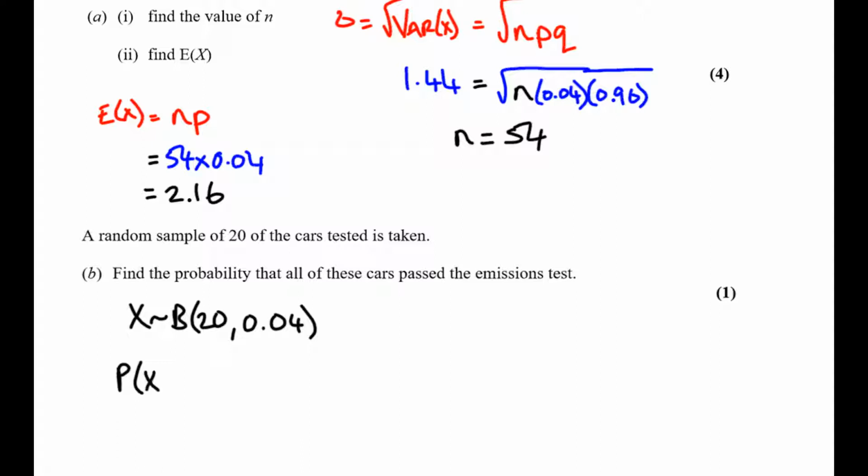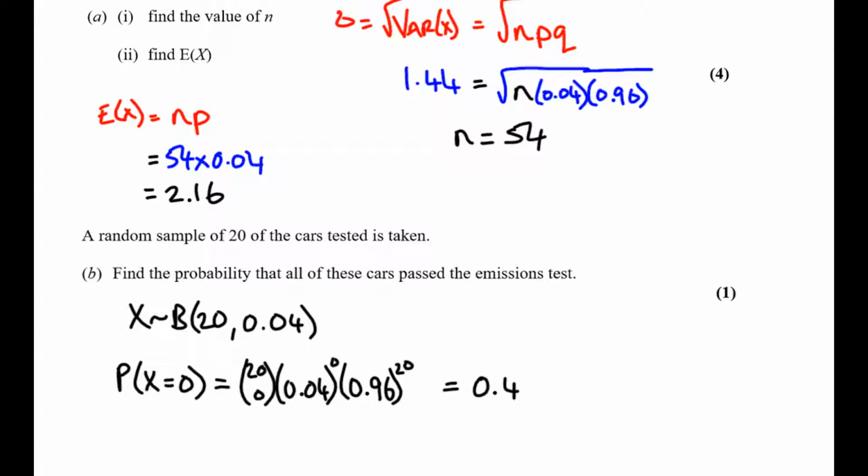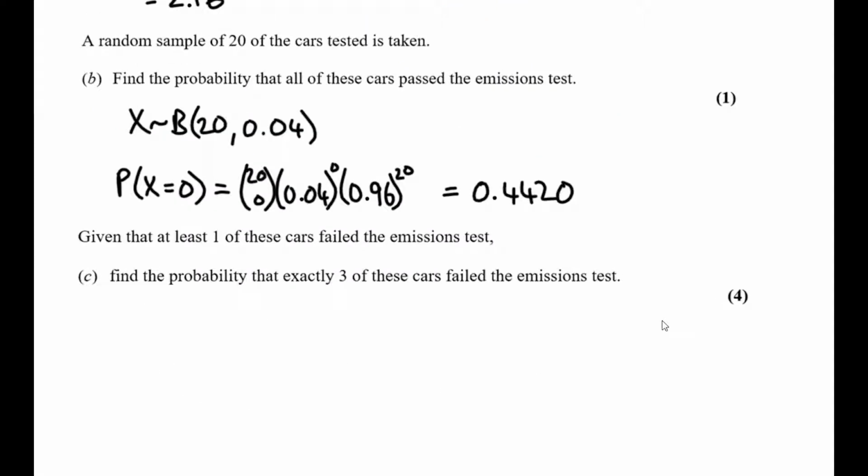So the probability that X equals 0, probability that there's no failures, 20C0, 0.04 to the power of 0. Both of these are a little bit redundant since they both equal 1, and 0.96 to the power of 20. And that gets us our answer of 0.4420. You might have seen it straight away that we only really needed to do 0.96 to the power of 20.